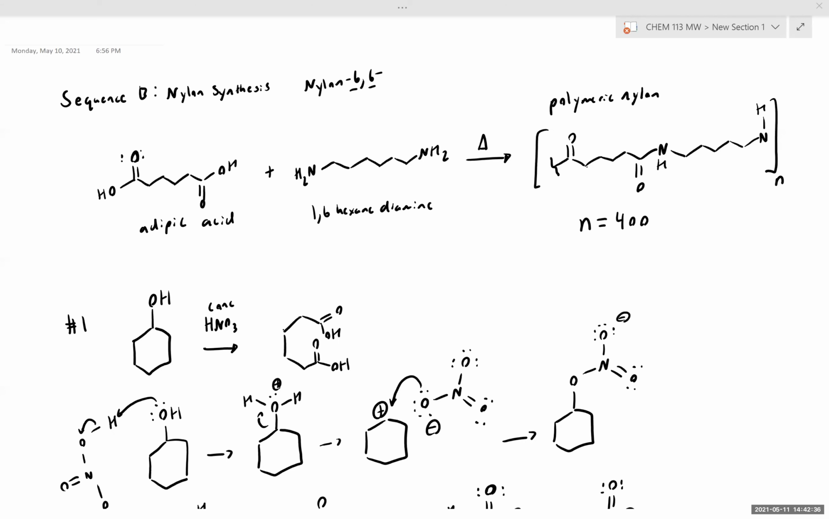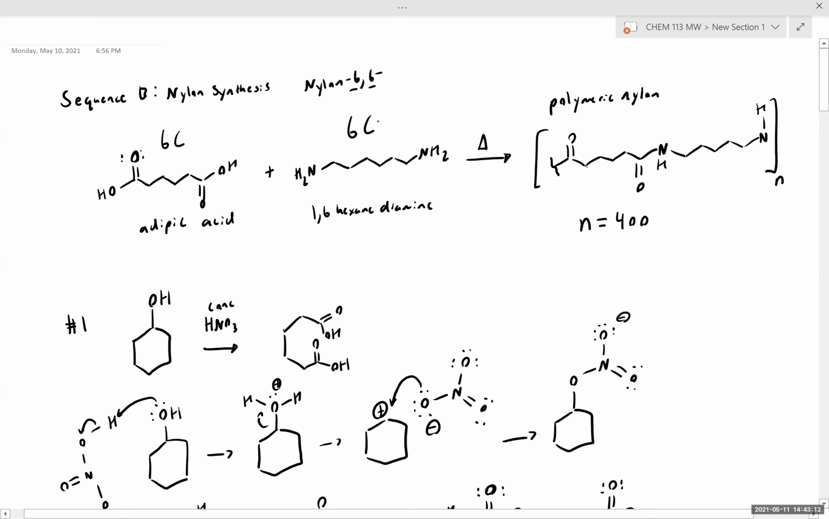Lab lecture. So today we're looking at sequence B, which is the synthesis of nylon. Nylon is prepared commercially via pyrolysis of adipic acid and 1,6-hexane diamine to prepare polymeric nylon. The nylon polymer that we're preparing is known as nylon 6,6 because we have a 6-carbon adipic acid, dicarboxylic acid, and a 6-carbon hexane diamine.